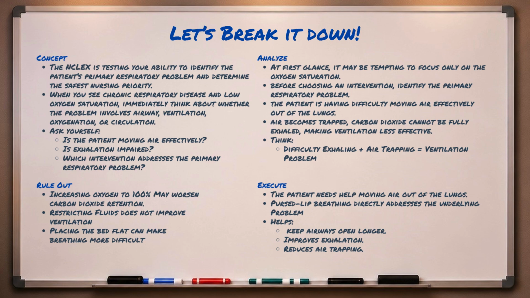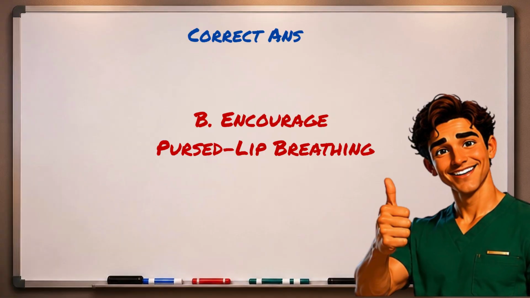Now we can execute. Pursed lip breathing helps keep the airways open longer during exhalation. This allows more trapped air to leave the lungs. Better exhalation means better ventilation, and better ventilation means improved oxygenation. The correct answer is B, encourage pursed lip breathing. Remember this NCLEX shortcut. With asthma, the air can't get in, and with COPD, the air can't get out.